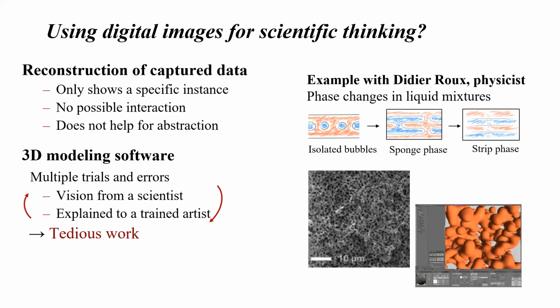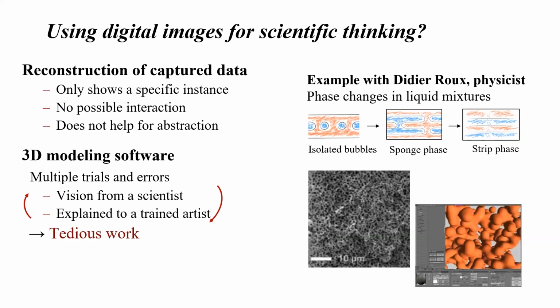Then scientists can move to 3D modeling software. Here, I am taking an example with Didier Roux, who is a physical chemist and also a member of the Academy of Science. He came to see me a few years ago because he wanted to model the changes from isolated bubbles to sponge phase in mixtures of liquids, for instance. So he wanted to explain and to see visually his mental hypothesis about the transition to sponge phase. He can express to a computer artist what he wants, and the computer artist can tune, for instance, Blender or Maya, these modeling softwares, in order to have this. But it will take time.